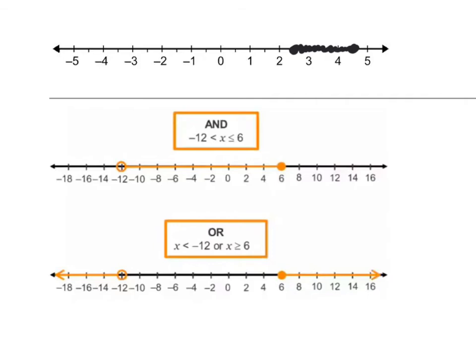Here's one of those things where if you have an and statement, this is an intersection, and then this is a union. So what I have here is that x is greater than negative 12, but at the same time it's less than or equal to 6. So we have a colored-in dot and we shade in between.